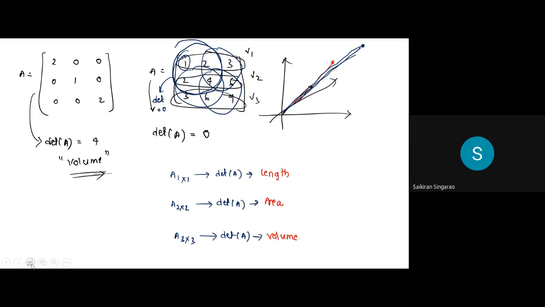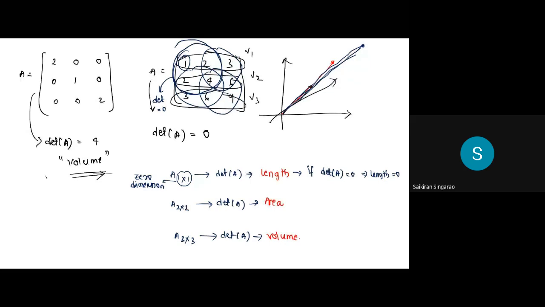For the 3 cross 3, volume, right? Now, please try to understand the point I'm trying to make. If the determinant of A is 0, it implies length is 0, isn't it? It has to be a 1 cross 1 system, but length has become 0, which means it has become zero dimension. How will you show a zero dimension system? A dot is in zero dimension. A dot means it's in zero dimension, right?